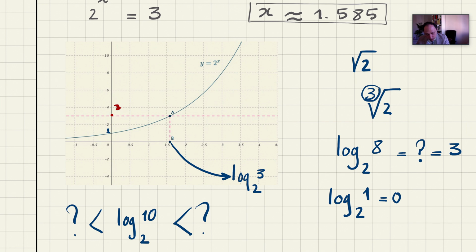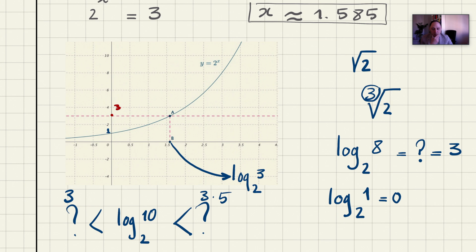So I start from 10, I go here, I intersect here, I go down, and I get something between 3 and 3.5. You are completely right. 3 and 4 is also correct, but 3 and 3.5 is the best according to what we have at our disposal in this figure. So now you have a good understanding of the logarithm.